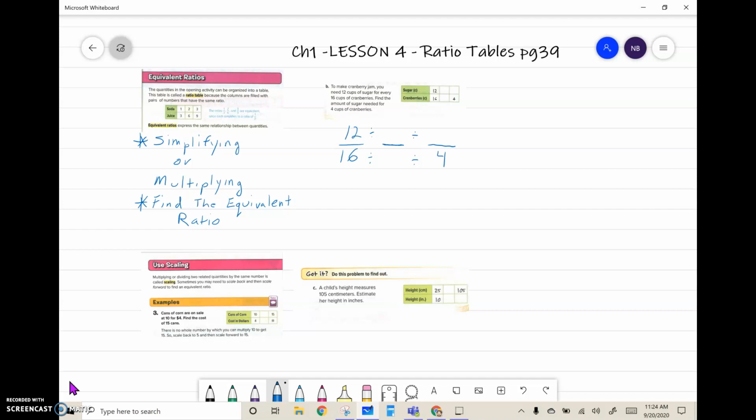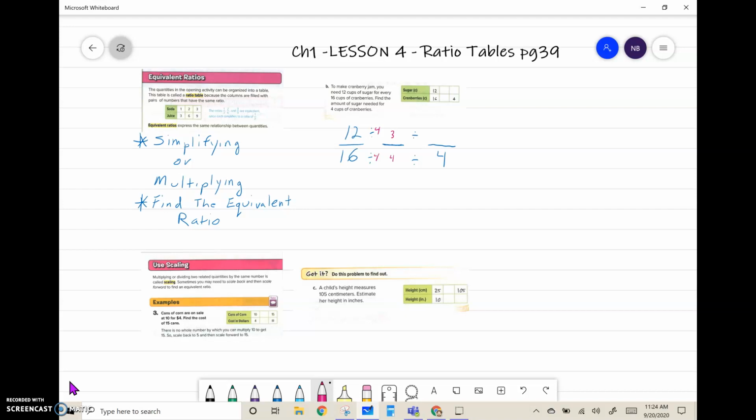Now, if we look at 12 and 16, we can both divide these by 4. So if I divide the 12 by 4, I get a 3. And if I divide the 16 by 4, I get a 4. But what that does is it blocks me from getting over here to the 4. Because if I do 4 divided by 1, I end up with a 4. And a 3 divided by 1, I end up with a 3 over here.